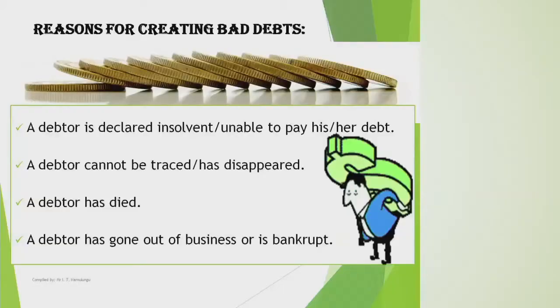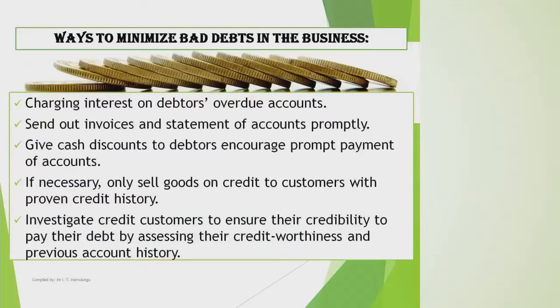Reason for creating bad debts: a debtor is declared insolvent, unable to pay his debts. A debtor cannot be traced. The person has disappeared. The debtor has died. The debtor has gone out of business and is bankrupt. There's nothing you can do. How are you going to get this money?